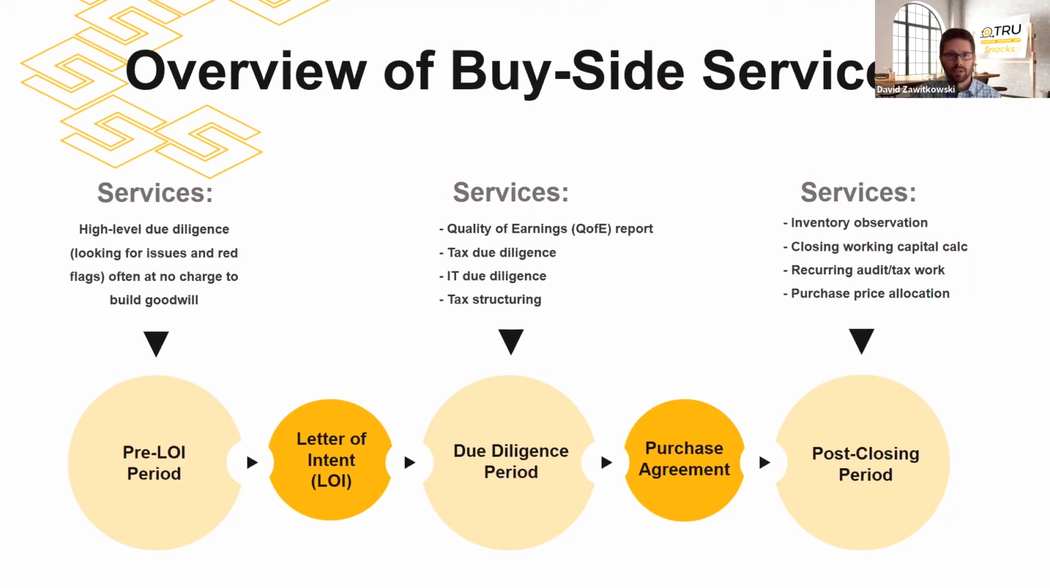If after due diligence, the buyer is liking what they see and it looks like they want to move forward, they will prepare the purchase agreement, send it to the seller, and like I said before, the seller will make changes, or they'll go back and forth, and then eventually they'll sign the agreement and they'll consummate the transaction. When that's done, the services we perform post transaction are potentially an inventory observation.